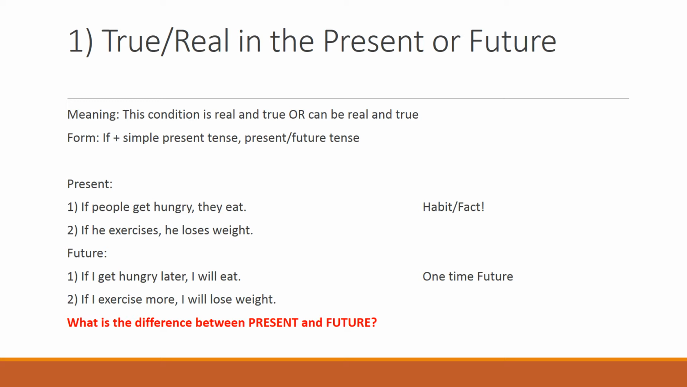Here's another example that's not written here. If I say, if I get bored, I watch TV, that will be a habit that I do. But if I say, if I get bored, I will watch TV, I'm focusing on the one-time future right now and what I will do if I get bored. Okay, so these are very common conditionals that people use.